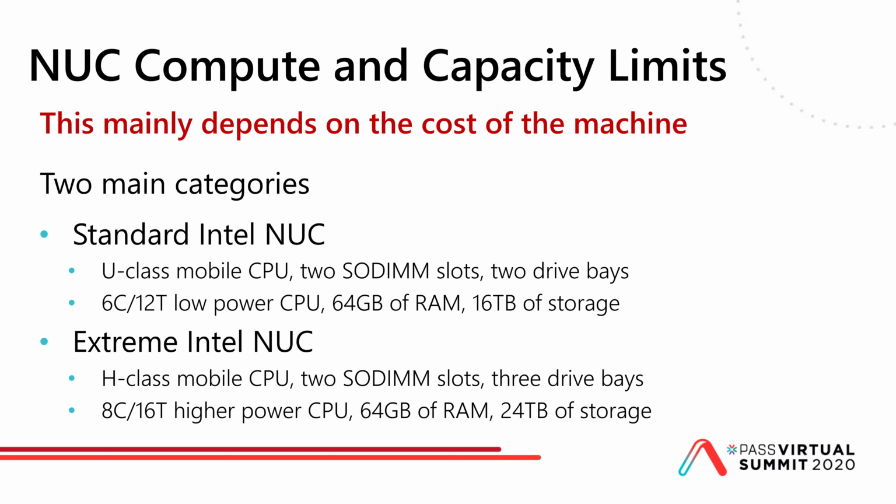terabytes of storage. And then you have an extreme Intel NUC, and that's going to be an H-class mobile CPU that uses a little bit more power. You're still limited to 2 memory slots, but you're going to have 3 drive bays and also a PCIe slot, so you can put more of a desktop class graphics card in there. And you're going to have up to 8 cores and 16 threads on your CPU. You're still limited to 64 gigs of RAM, and you can have up to 24 terabytes of internal storage with that sort of machine.